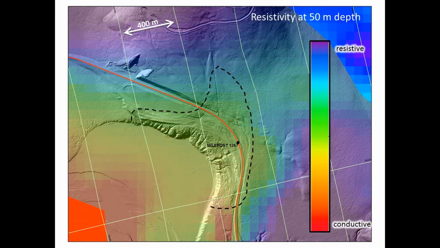And then at 50 meters, you're into the geology response now. You're back down through the frozen bit and you're back into the geology response. And you can also see even the ice wedge area over there on the left is more conductive.